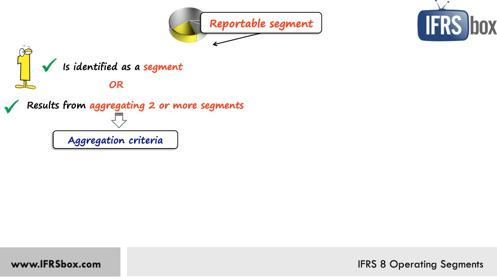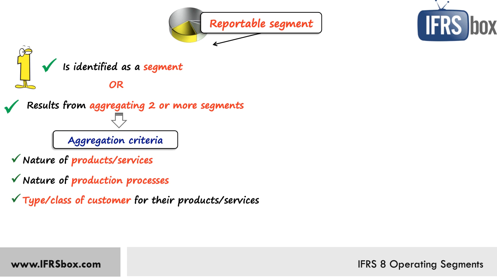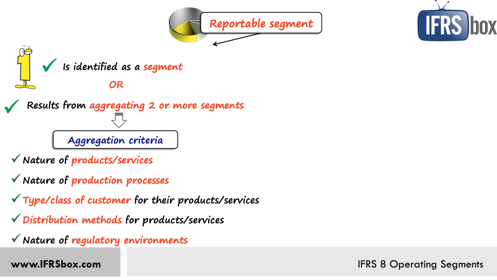have similar economic characteristics and they are similar in each of the following respects: the nature of products and services, the nature of production processes, the type or class of customer for their products and services, the methods used to distribute their products or provide their services, and, if applicable, the nature of the regulatory environment, for example, banking, insurance, or public utilities. At the same time, the second criterion must be in place.